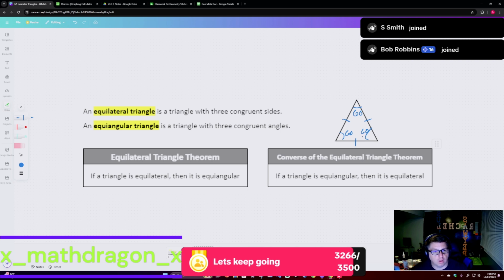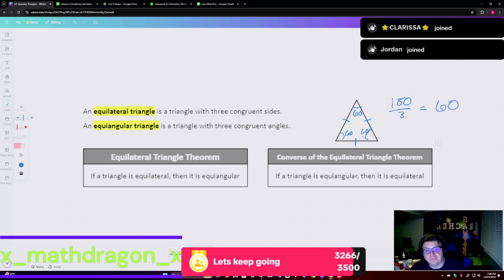And if the angles are equal, the sides are equal. And if the sides are equal, the angles are equal. That's all these two theorems are saying. They're literally just saying if you have one, you have the other. You can't have one without the other. Because if all three sides are equal, all three angles have to be equal. And what's 180 divided by 3? You guessed it, 60 degrees.